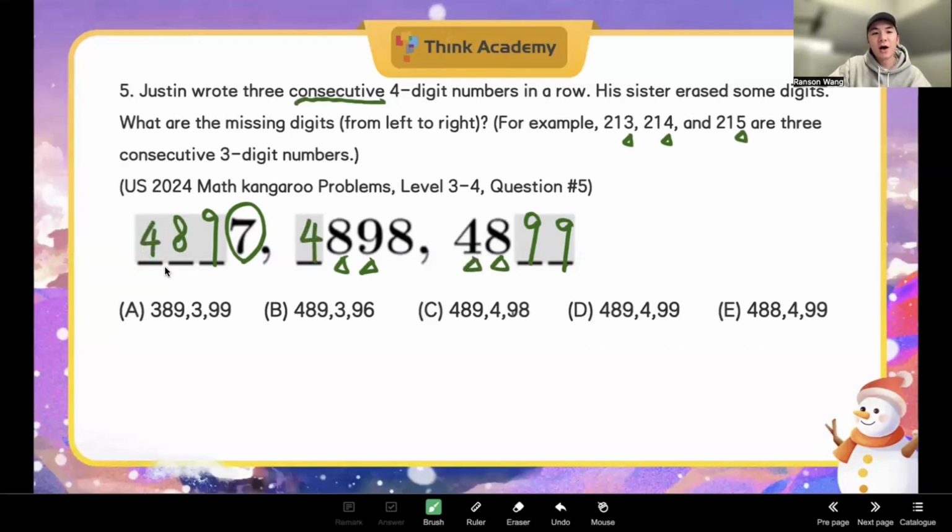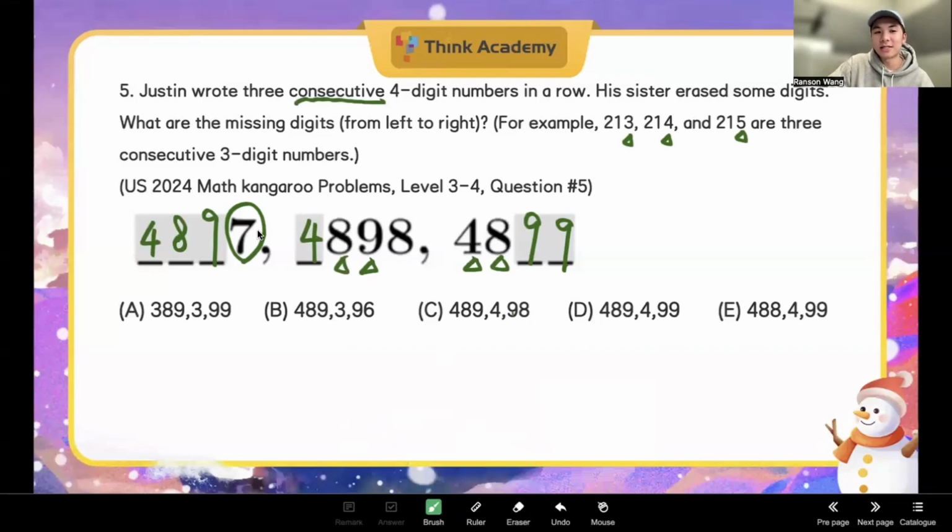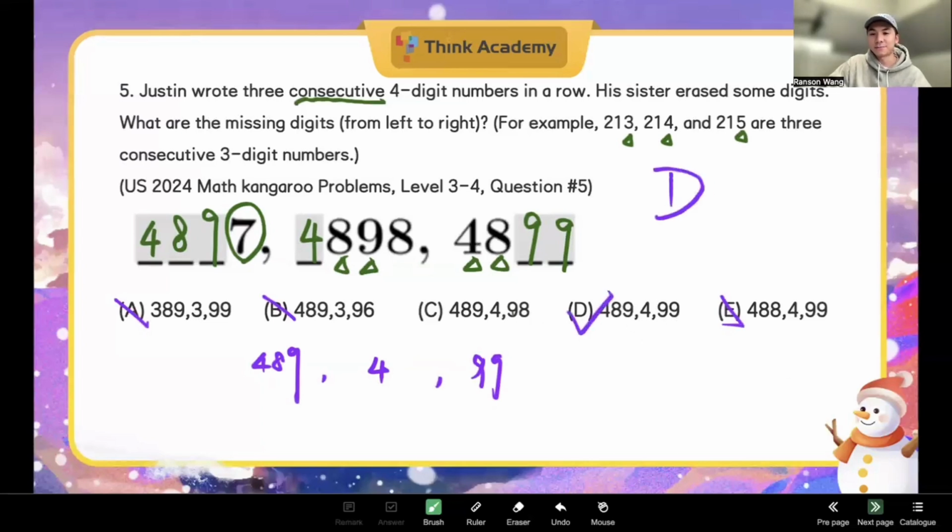So let's double check. 4,897, 4,898, 4,899. They are indeed consecutive four-digit numbers. And now we just need to figure out the missing digits. So they are 4, 8, 9, and 4 and 99. So we can exclude this one, and the second one is 4, so we can exclude this one. And the last one is 99.